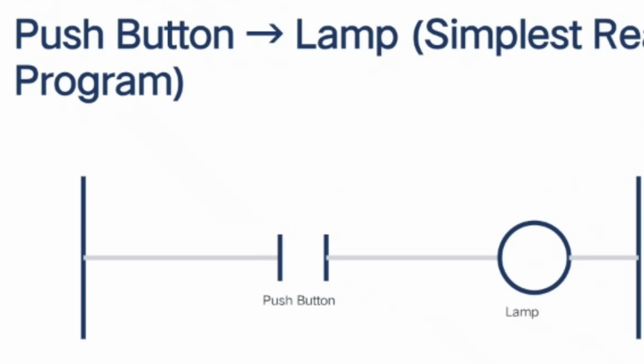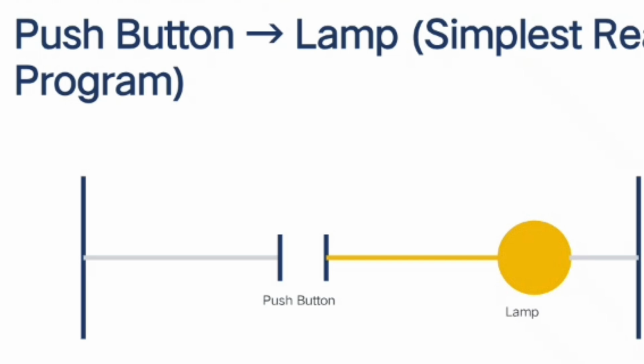Here's the simplest possible program: a push-button contact, feeding a lamp coil. Press the button, the contact closes, power flows, the lamp energizes. Let go, the contact opens, power stops, the lamp turns off. That's rung number 1 of nearly every ladder program you'll ever see.